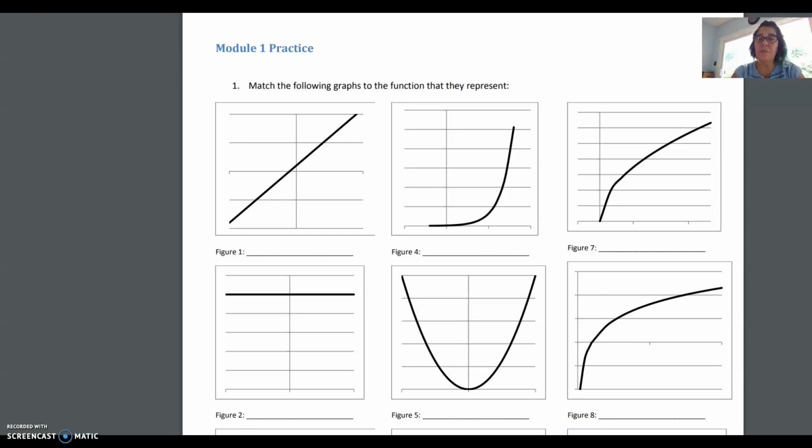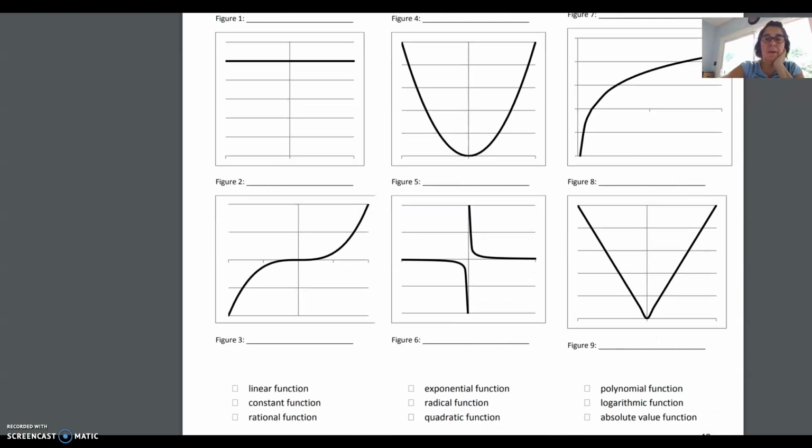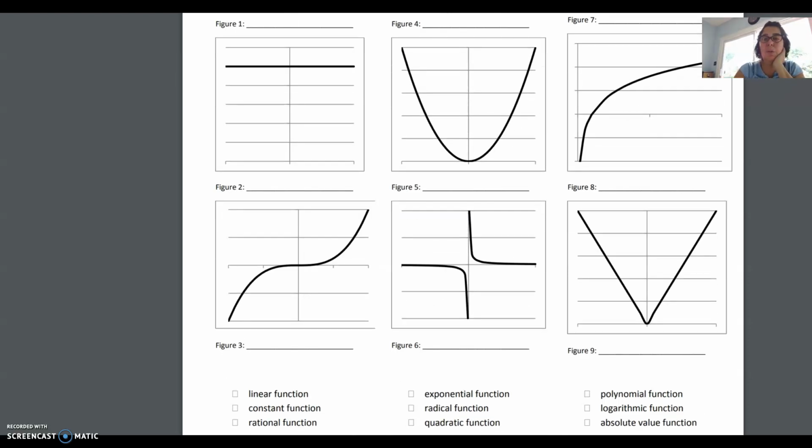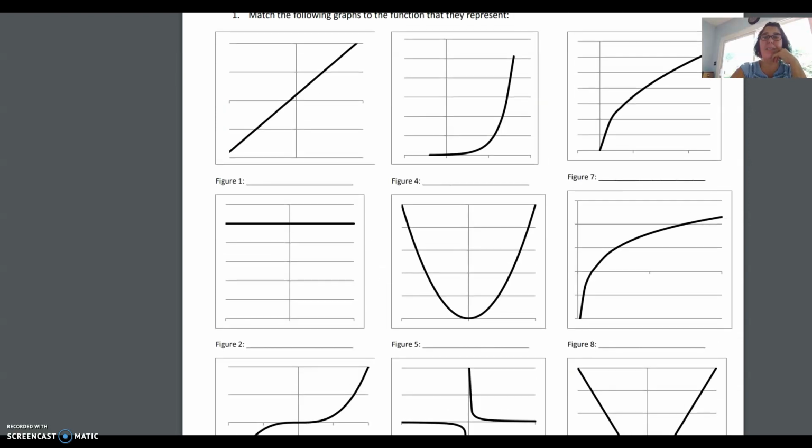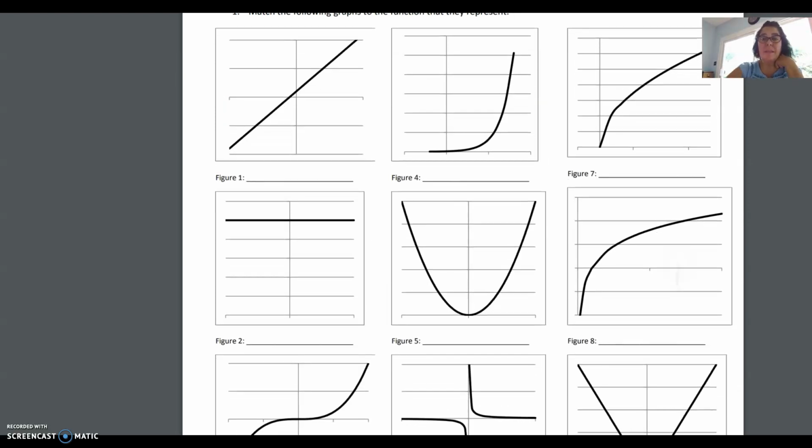For instance, what is this function called? Is it an exponential function? Or is it a rational function? What would you call it? What is this function called? What is this one called? Right? So the names are not going to be provided to you, but you will be given graphs, parent function graphs, and you will be asked to identify their names.